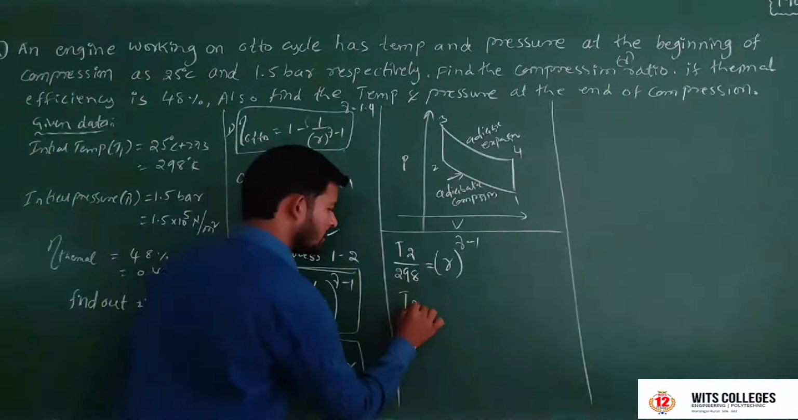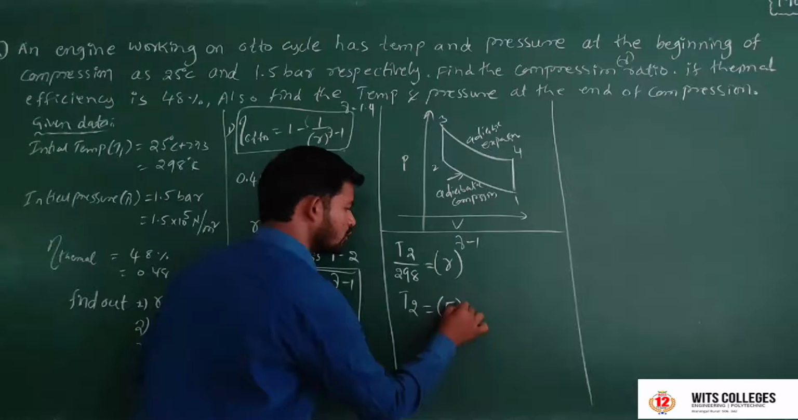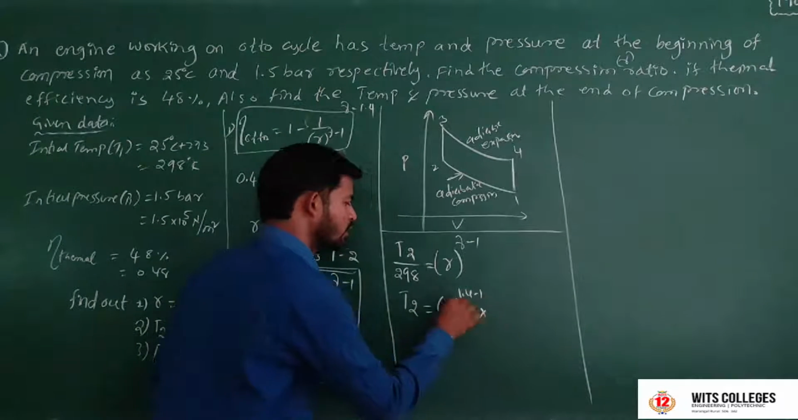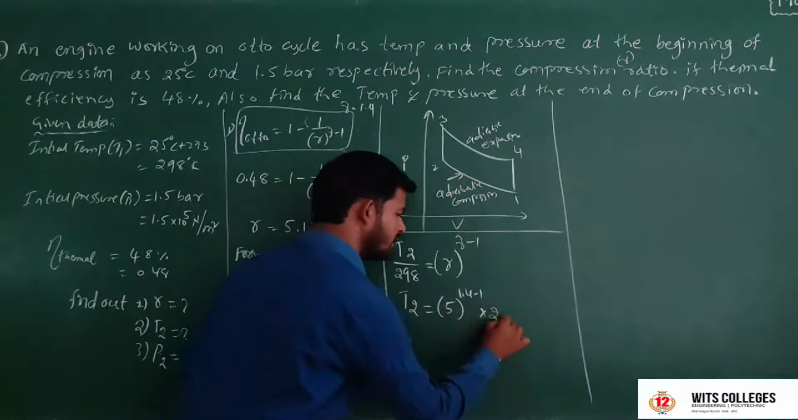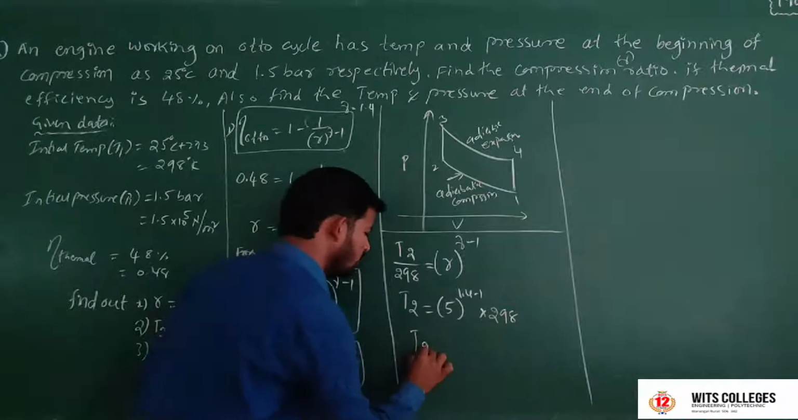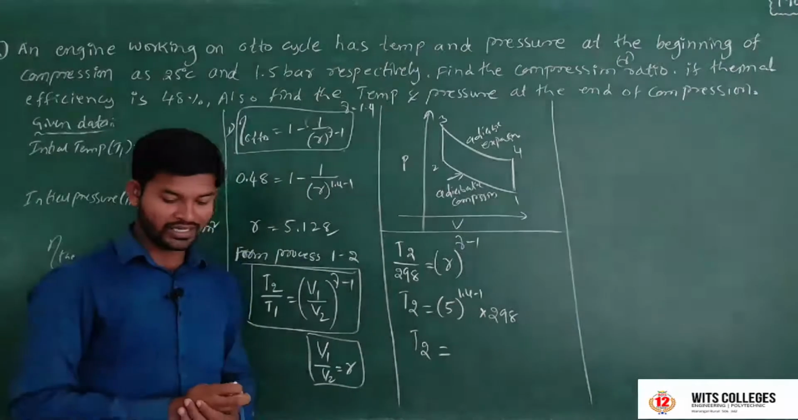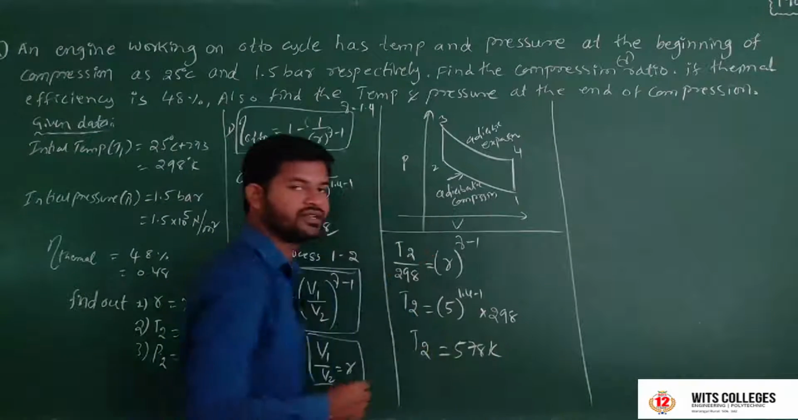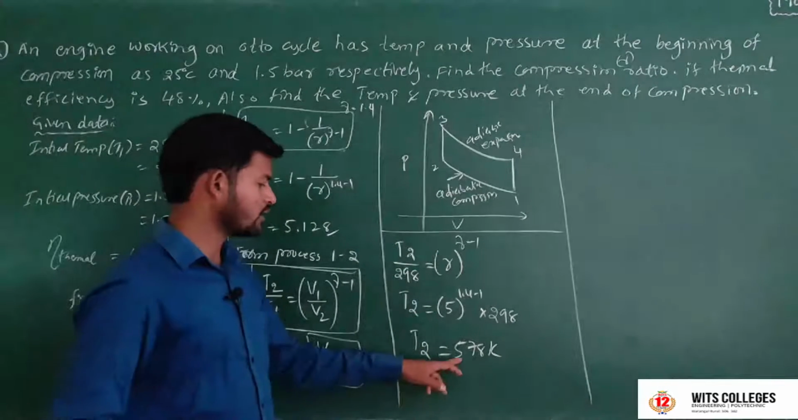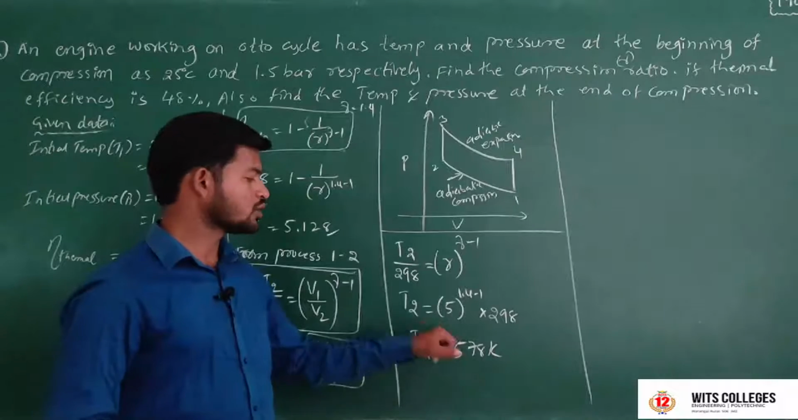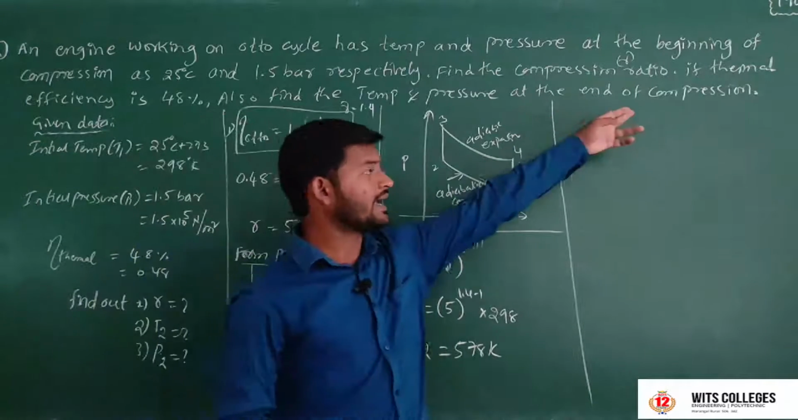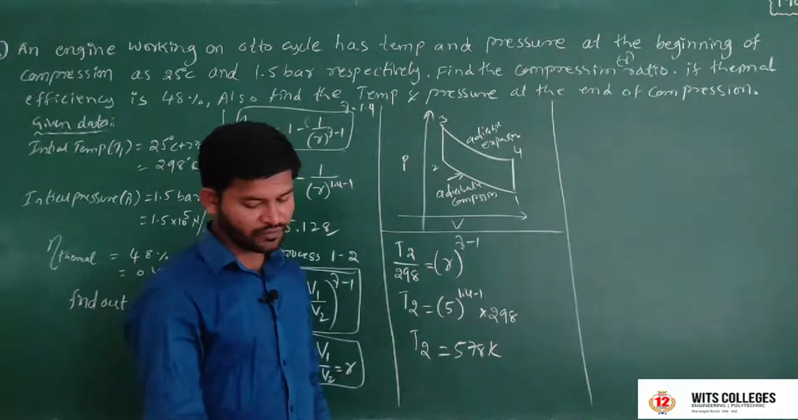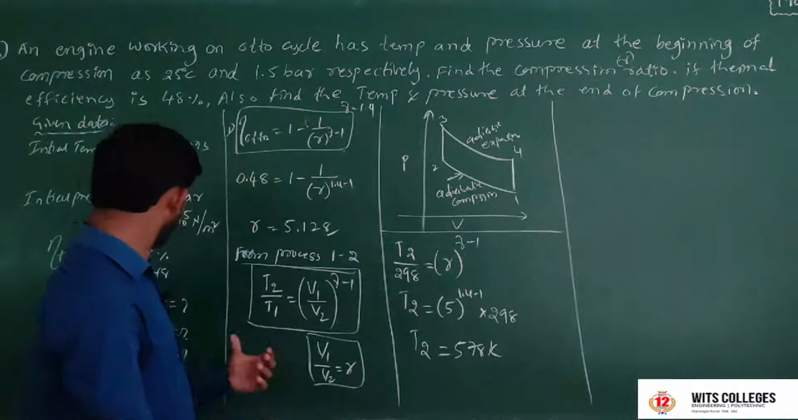Here T2 equals r to the power of gamma minus 1, that is 5 to the power of 1.4 minus 1, into 298. We get the value of the final temperature. T2 is equal to nearly 578 kelvins at the end of the compression. Then next we will find out the next one.